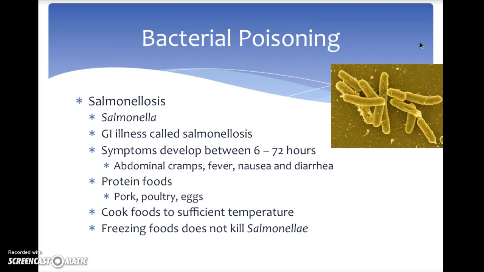Salmonella is probably the most common. It's the one that's going to cause the nausea, vomiting, and diarrhea that you think of most often when you think of foodborne illnesses. And when you get the GI illness, the symptoms, it's called salmonellosis. And it really can occur very quickly. On average, it's about 12 hours, but it can occur as early as 6 and it can occur as late as 72 hours after you eat the infected food.